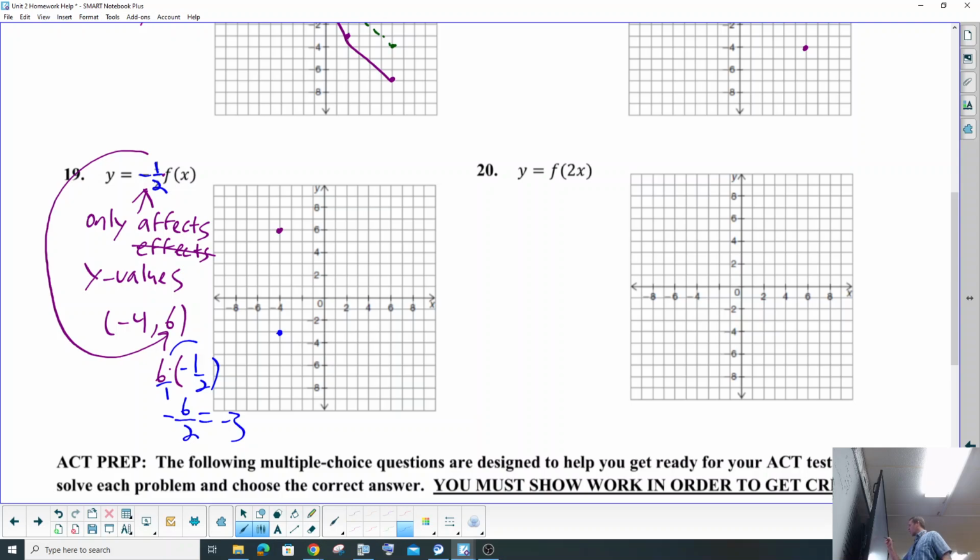Good. Our next one is, no, sorry, the next one is 0, 4. So now we do 0, 4, and we multiply that guy by negative 1/2. And when we do that, we get what? Negative 2.